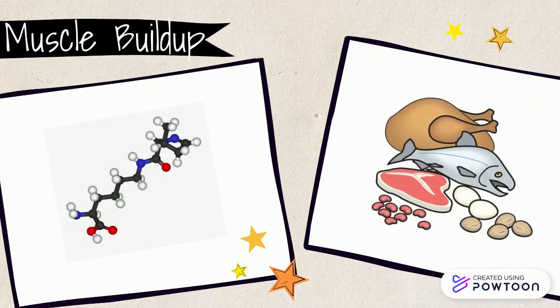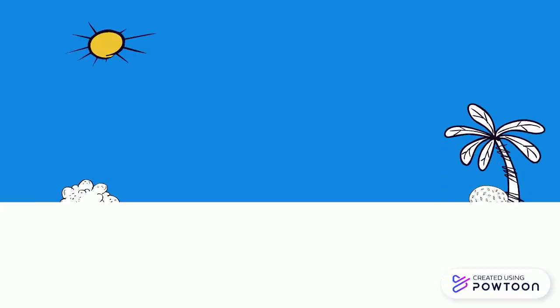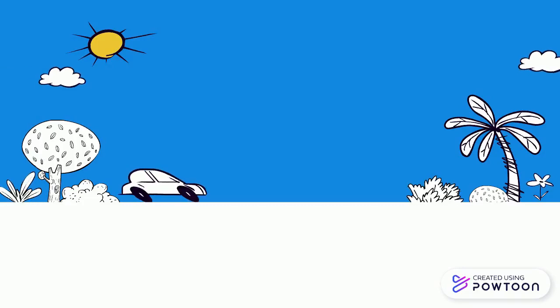We will now be going in depth into how muscle buildup occurs. Muscle cells contain a large amount of protein, which is built through a process called protein synthesis. In this process, amino acids are used to produce complex protein structures. What are amino acids? Amino acids are the structural units that proteins are made of.